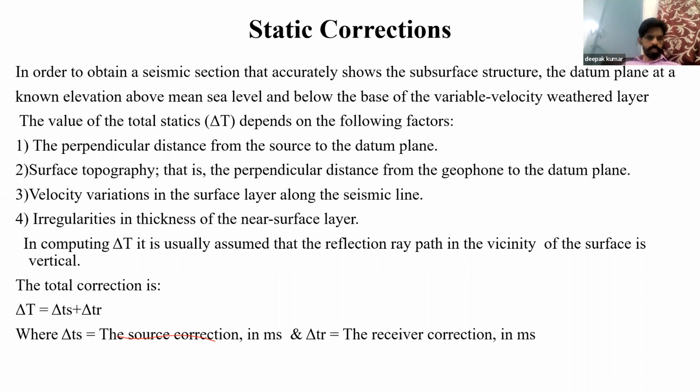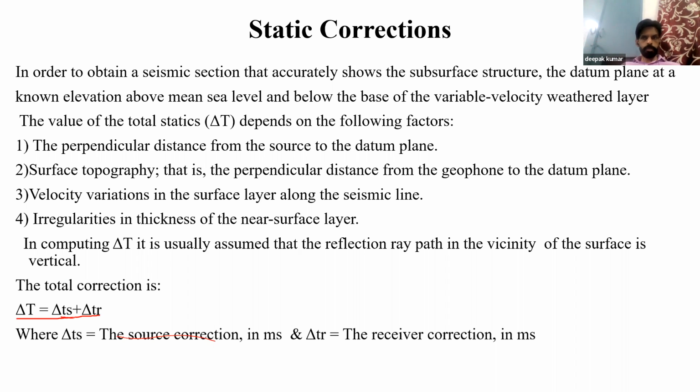For static correction, I already said that, suppose this is my datum plane, and one geophone is here, one geophone is here, and the time of recording for this geophone will be different from this geophone. Basically, the traces should reach this geophone first, because this is the first geophone. But what happens is the traces reach this geophone first because it's slightly lower than the first top geophone. So we compensate using this formula.